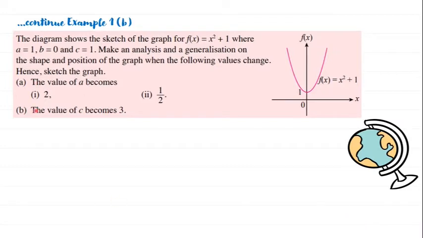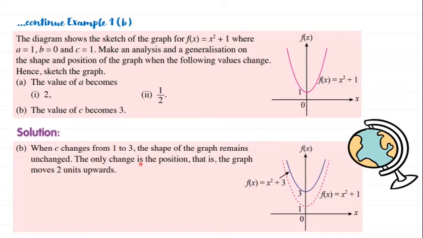We continue with example 1b. What happens if the value of c becomes 3? From 1, it increases to 3. The solution: when c changes from 1 to 3, the shape of the graph remains unchanged. The only change is the position, that is, the y-intercept. The graph moves 2 units upward, from 1 to 3. The red color is the original graph f(x) equal to x squared plus 1. Now if it becomes x squared plus 3, it goes up. So the y-intercept we mark as 3. The blue one is the new graph.